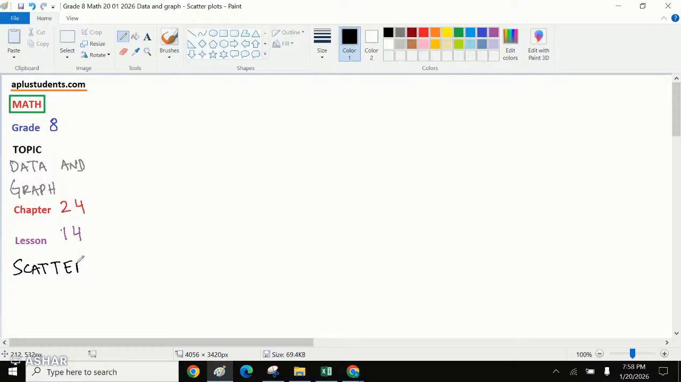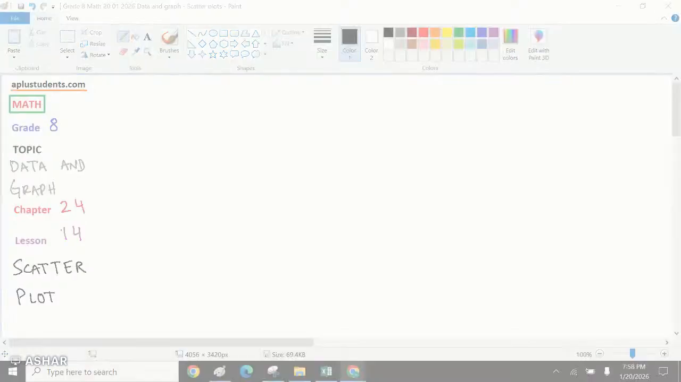We will look at the graph of a scatter plot and we'll see how we can find information from the scatter plot. Okay, so let's go to grade 8 math, chapter 24 and lesson number 14. Okay, so let's see what a scatter plot shows us.